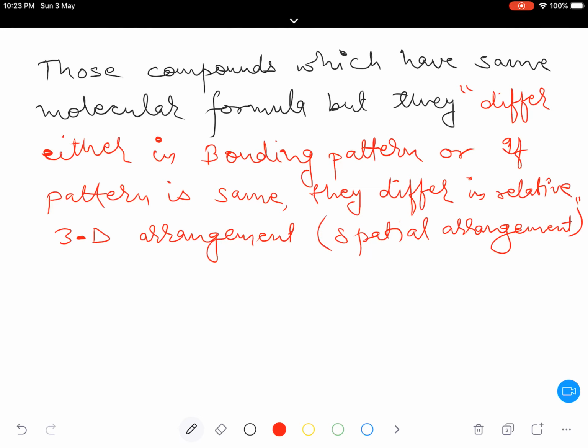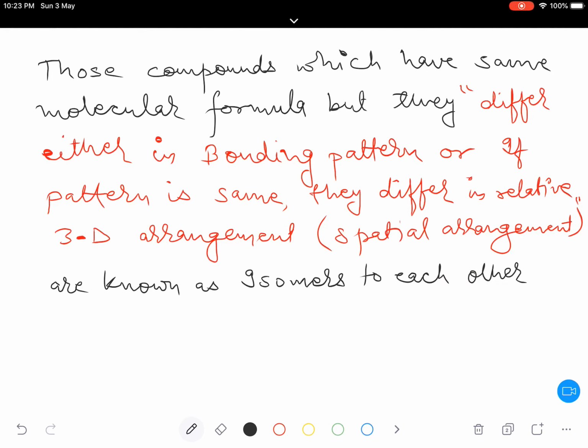So these kind of compounds are known as isomers to each other. That we can say is the definition of isomers. I'll suggest you to remember this definition.